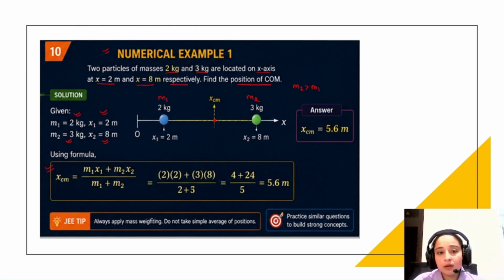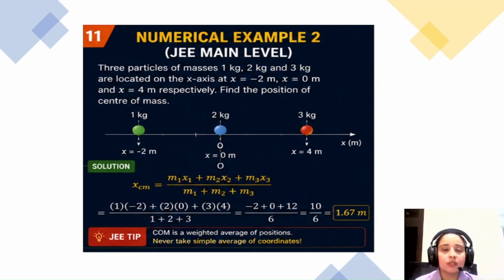So we can easily find it with the center of mass formula. We have to apply this mass weighing formula. We cannot use the formula (x1 plus x2) divided by 2. Why? Because the masses are different, m1 is not equal to m2. So always remember this important point. So (m1 x1 plus m2 x2) divided by (m1 plus m2). m1 is given 2, x1 is given 2, plus 3 into 8, divided by 2 plus 3, that is 5. So 4 plus 24 divided by 5, that is 5.6 meter. So very easy question. We will again practice similar questions to build stronger concepts.